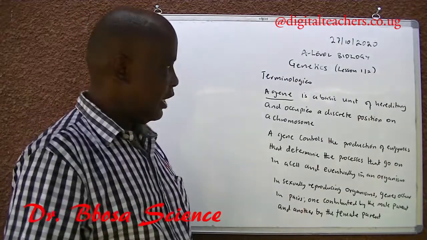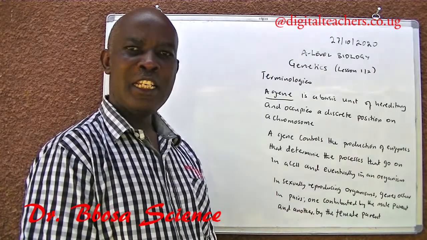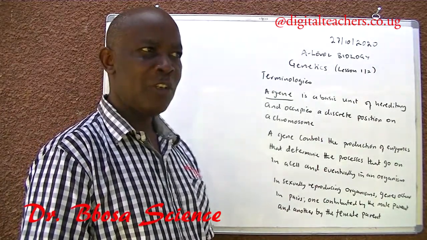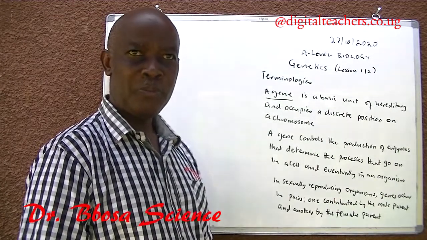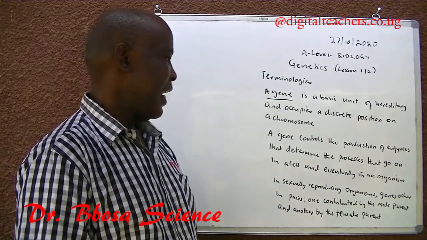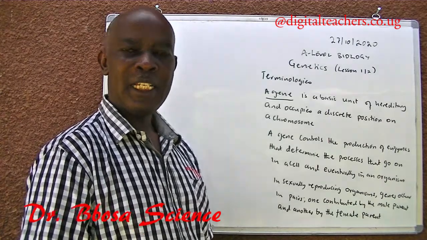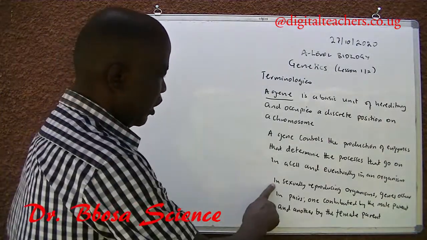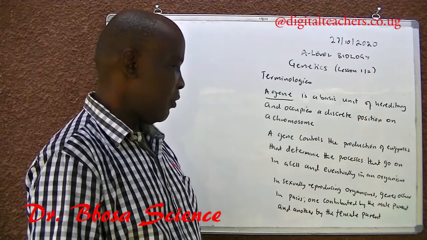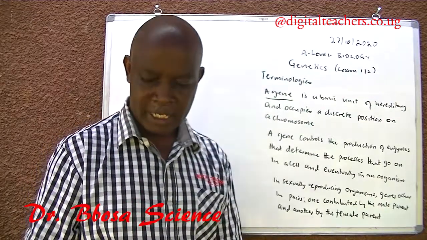Terminologies: a gene is the basic unit of heredity and occupies a discrete position on a chromosome. In other words, a gene has got an address on a chromosome. A gene controls the production of enzymes that determine the processes that go on in a cell and eventually in an organism. In sexually reproducing organisms, genes occur in pairs, one contributed by the male parent and another contributed by a female parent.